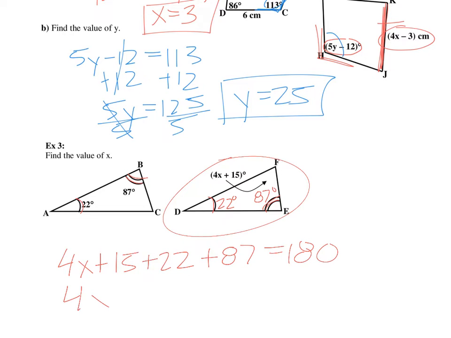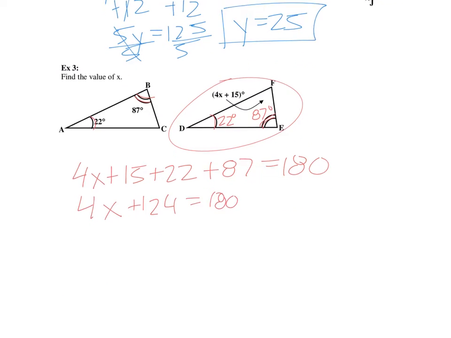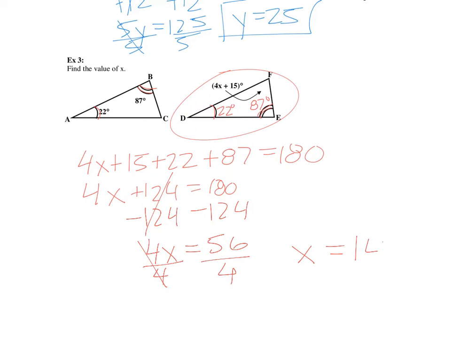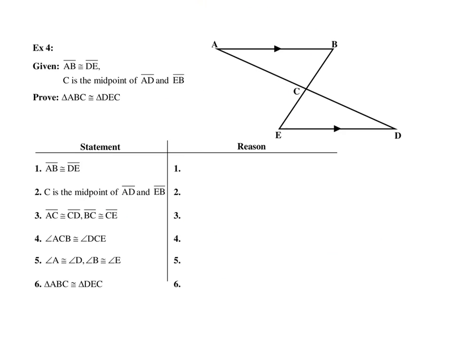So add like terms, and I get 124 plus 4x equals 180. Subtract 124, and I get 56, and then I divide by 4, and x is equal to 14. Done. All right, going on to some more examples.